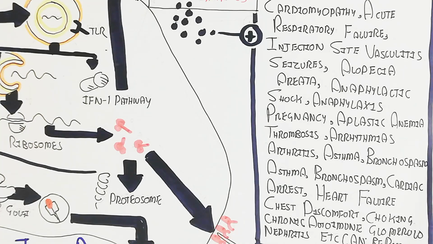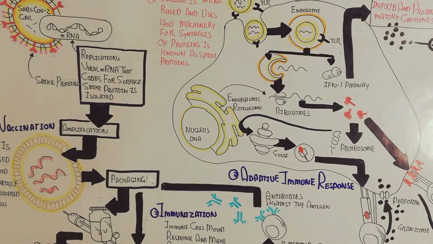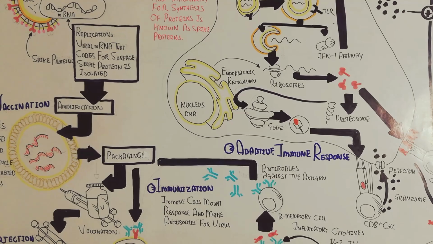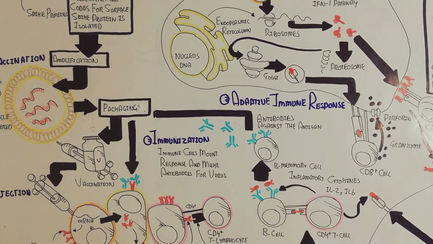happen if more interferon alpha and beta and pro-inflammatory cytokines are chronically produced due to the chronic immune response, which will lead to these complications through the Pfizer vaccine. And this is what we have discussed about the working and the complications.